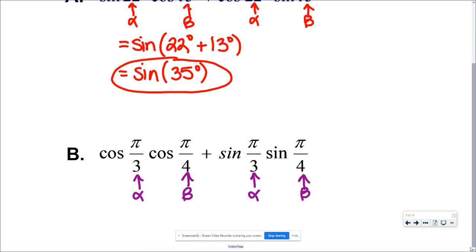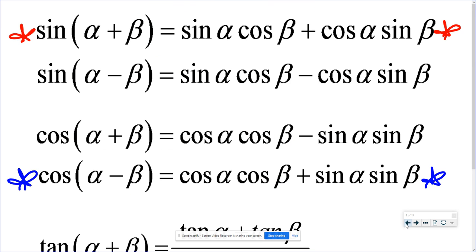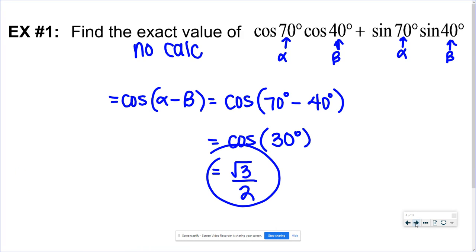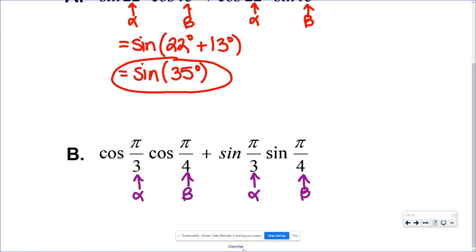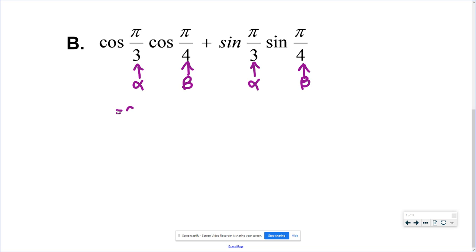And we need to choose what formula. So this is a cos plus sine. So go to your list. Cos plus sine is the one we used in our first example. That is equal to cos of alpha minus beta. So let's go back and let's set that up. So this equals cos of alpha, which is pi by 3, minus beta, which is pi by 4, and you're going to subtract.